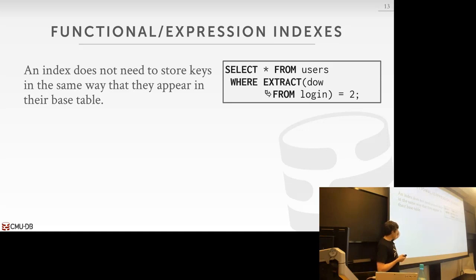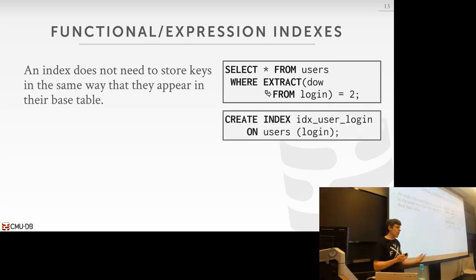Let's say I have a simple example here. I have this users table, and I want to find all the users that logged in on a Tuesday. This extract function takes a timestamp, and you pass in what element of the date or timestamp you want. DOW means day of week. So this is saying extract the day of week from the login timestamp field and find the ones where it equals 2. Tuesday's 2. Sunday 0, Monday 1, Tuesday 2. So if I create an index like this, as we've shown so far, this won't work.